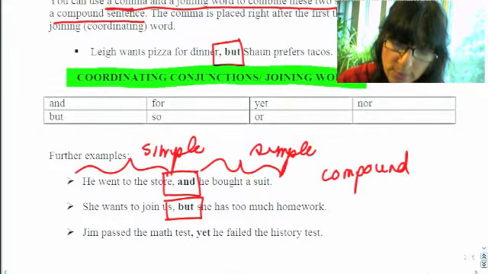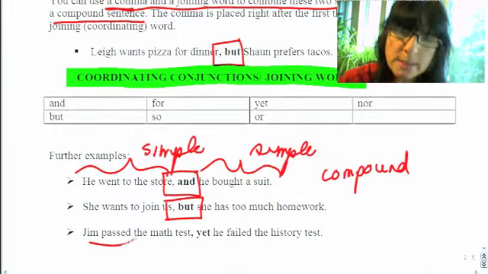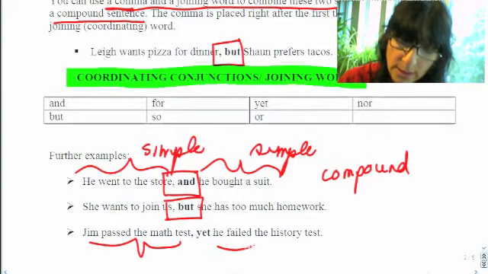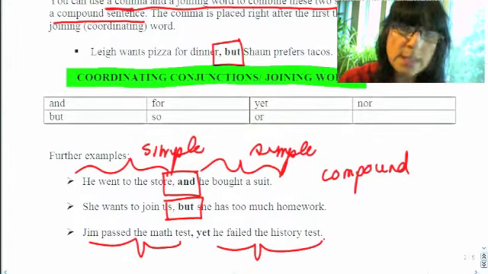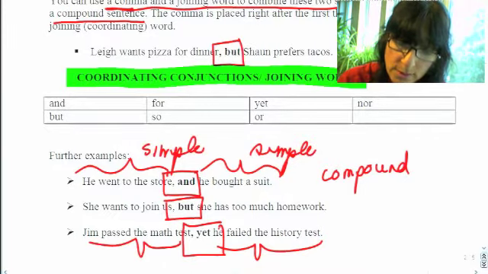The last one, Jim passed the math test, yet he failed the history test. You've got Jim passed the math test is one simple thought. He failed the history test. Again, it can stand alone, a simple thought, but you want to join them, so you put the comma and the joining word yet.